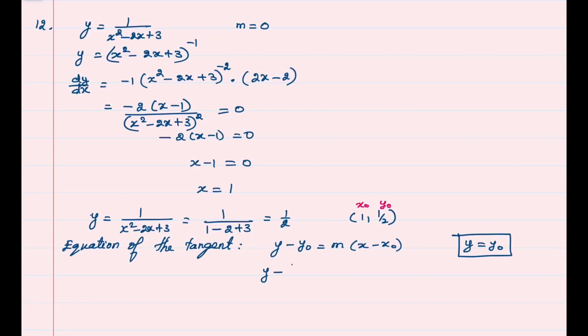y minus y0 is half, m is 0, therefore the right hand side becomes 0. Multiplying the equation by 2, we get 2y minus 1 equal to 0. This is the equation of the tangent whose slope is 0 and it is parallel to x-axis.